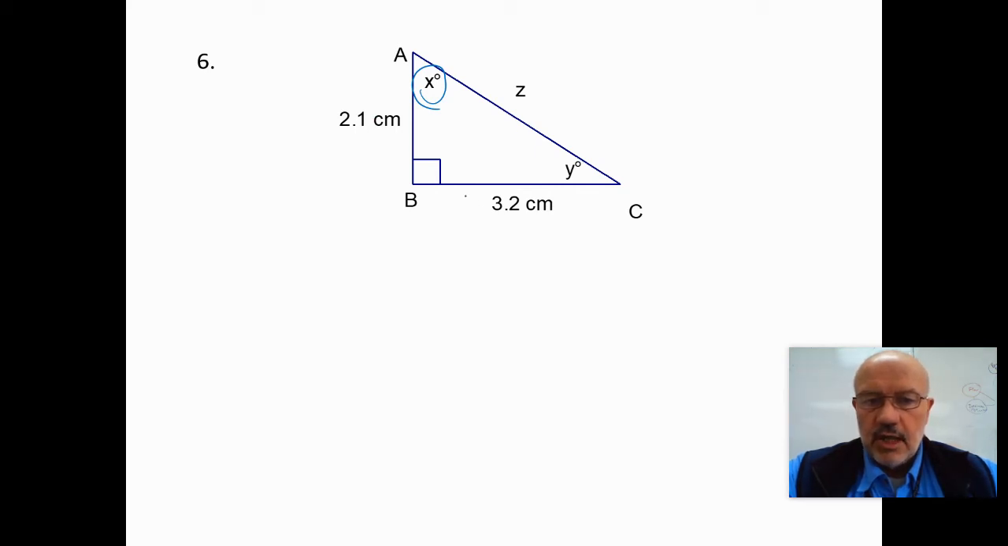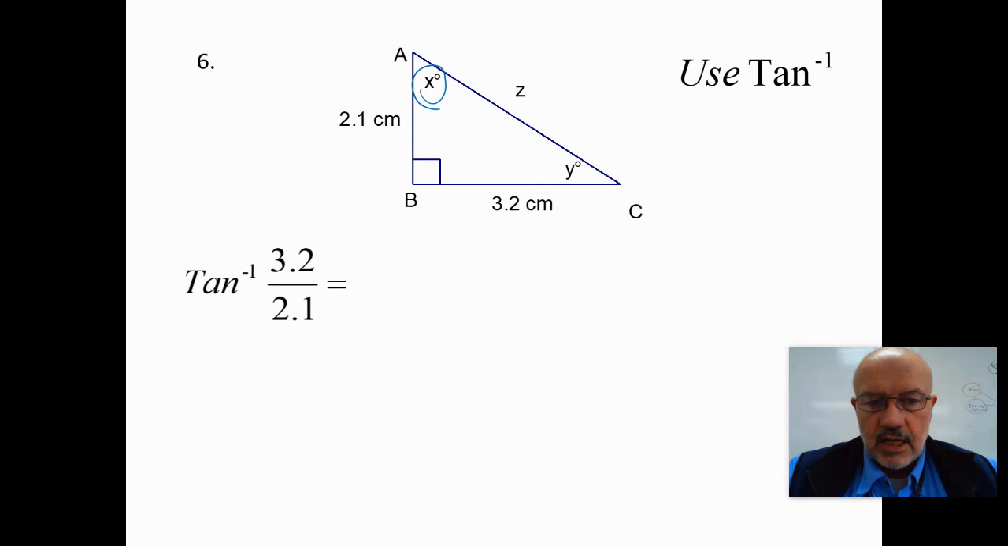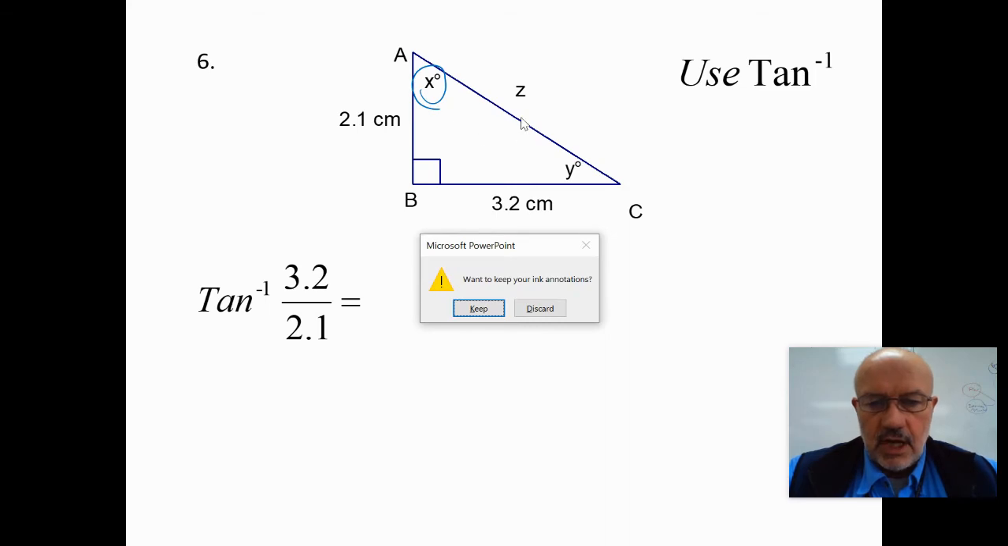Our 2 knowns are the legs of the right triangle. That means tangent. Our unknown is the angle. Since our unknown is the angle, we're going to use the inverse tangent. So it'll set up like this. And it says it equals 57 degrees. Check that.